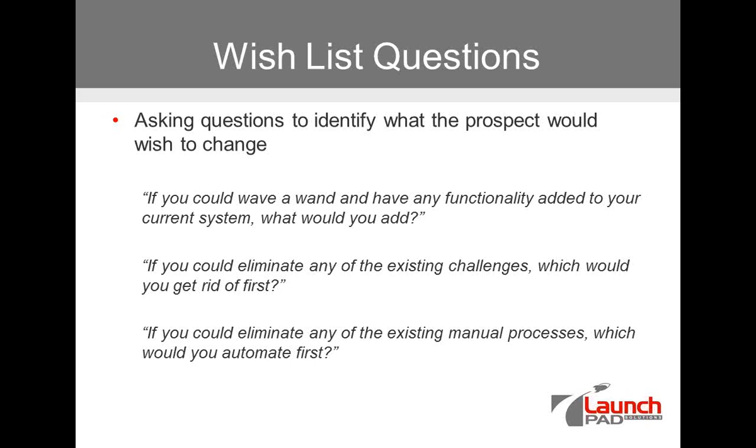Here's another one: wish list questions. If you could wave a wand and have any functionality added to your current system, what would you add? Typically the answer could lead to some sort of pain. They might say, oh, I wish that I had an ability to differentiate these users from these users. Okay, well, why do you have that? Why do you need to be able to see those two different audiences? And you can drill in and get some conversation going. So here are some examples of wish list questions.